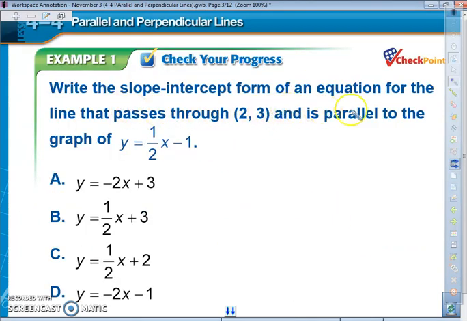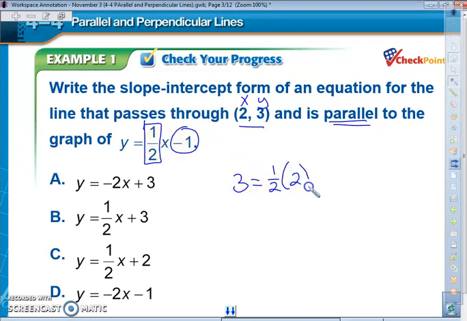Write slope-intercept form of an equation for a line that passes through this point and is parallel to this line. Where do I even start? Well, it says it's parallel, so my slope has to be the same. I've got an X and a Y, so all I need to do is figure out the new B value. Let's set it up: 3 equals 1/2, because the slopes are the same, times 2 plus B. It's just Y equals MX plus B. Because it's parallel, the slope stays the same. The X value goes right there, the Y value goes right there. Let's solve this.